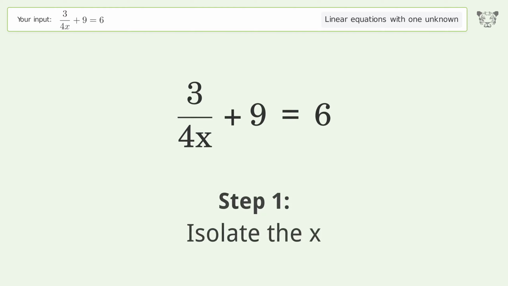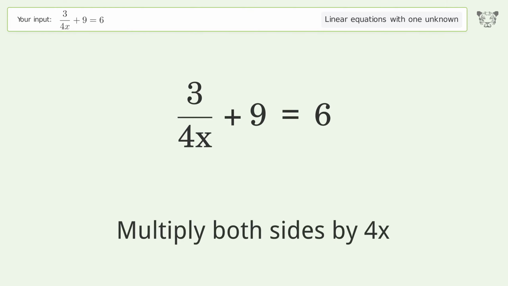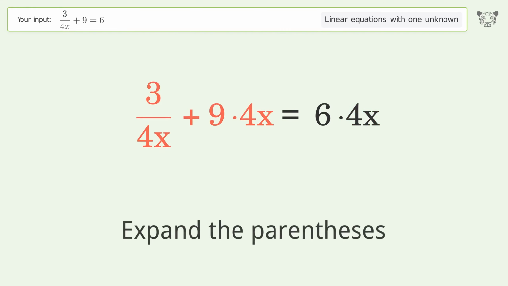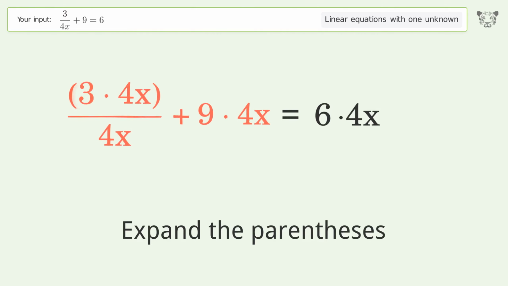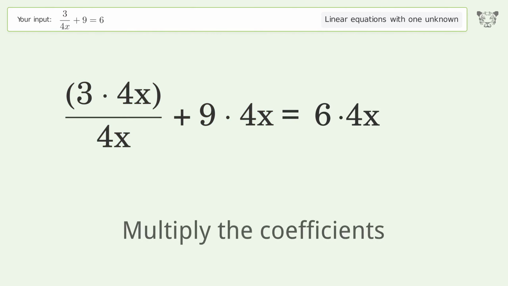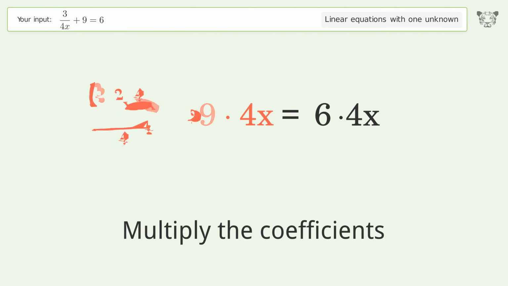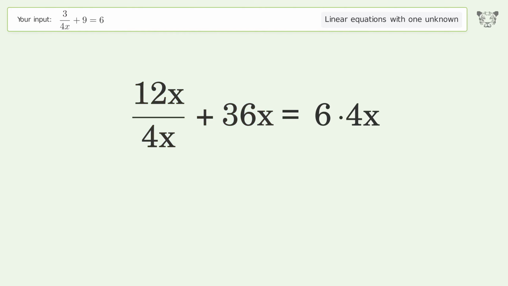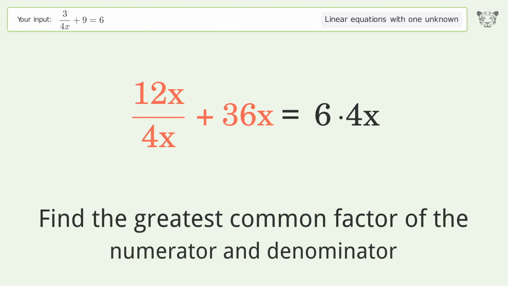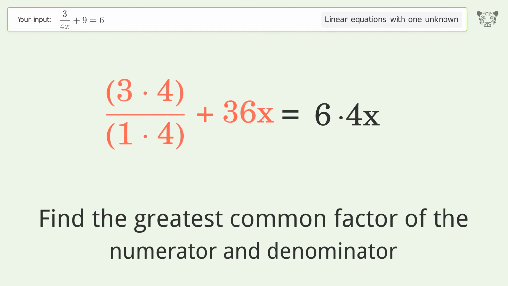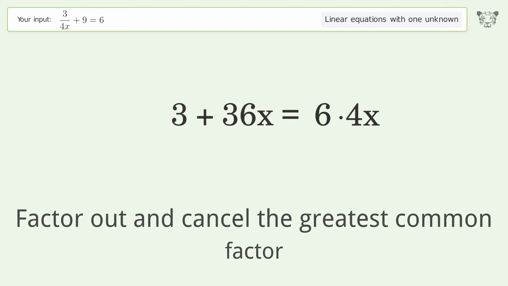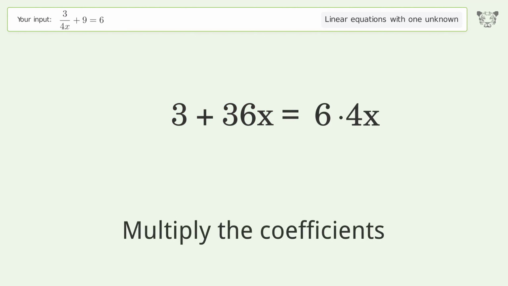Isolate the x. Multiply both sides by 4x. Expand the parentheses. Multiply the coefficients. Find the greatest common factor of the numerator and denominator. Factor out and cancel the greatest common factor. Multiply the coefficients.